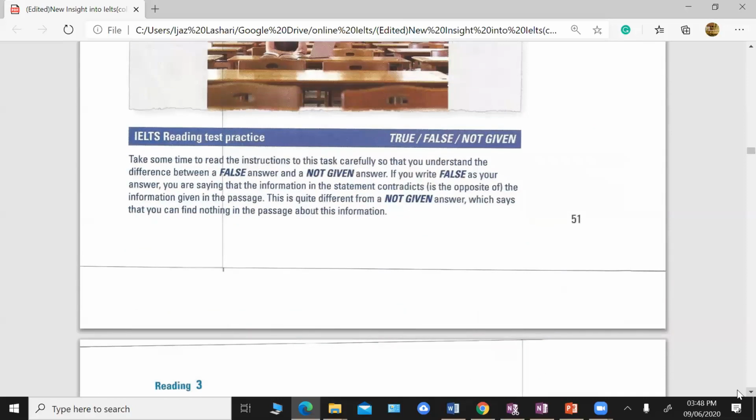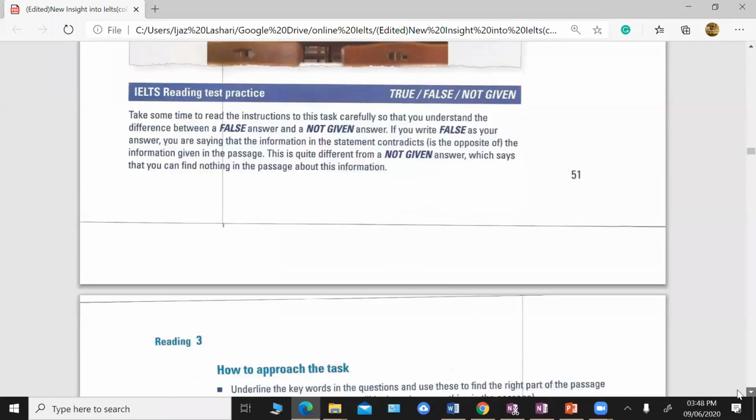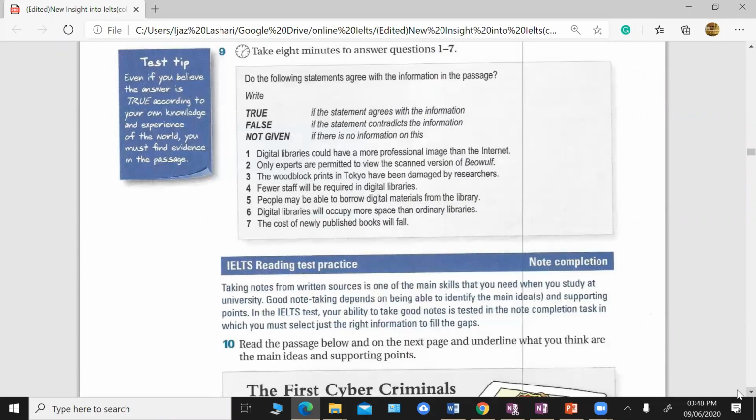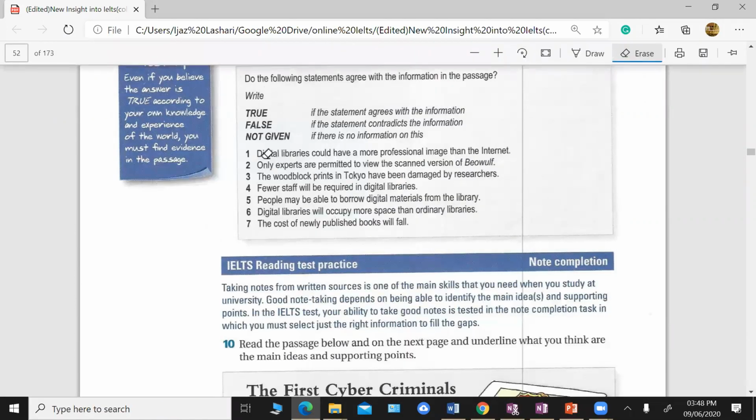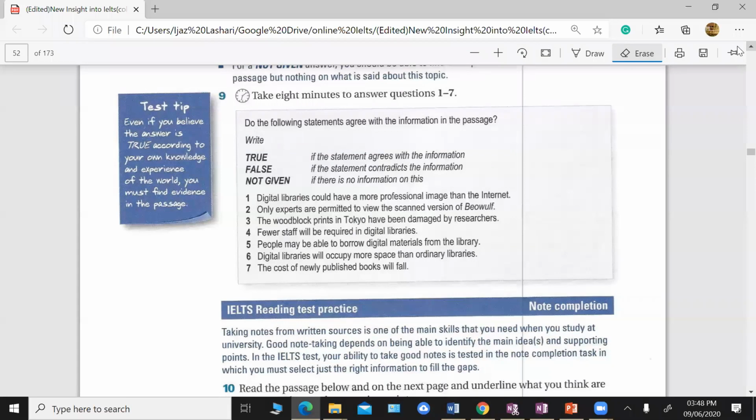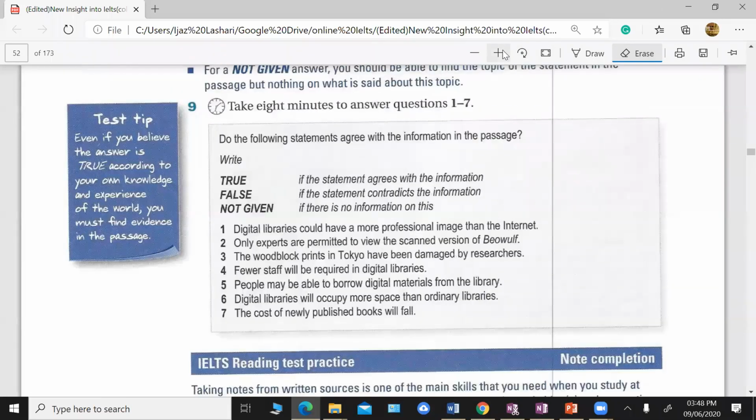We also discussed true, false, and not given. Here we have questions 1 to 7. Can someone help me read question number 9 so that we can check the answers after that? Question number 9. Take 8 minutes to answer questions 1 to 7.